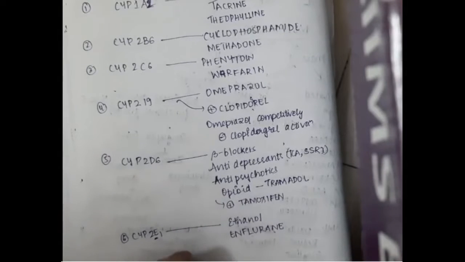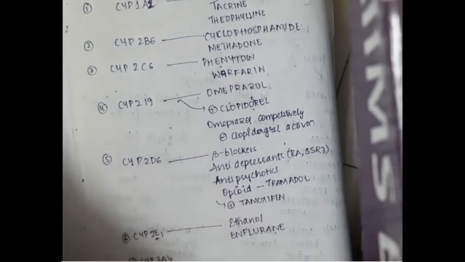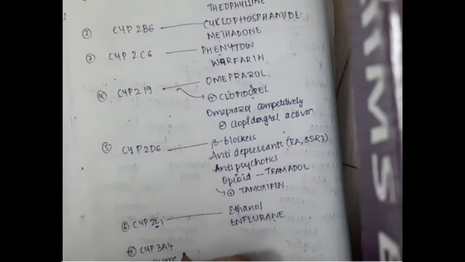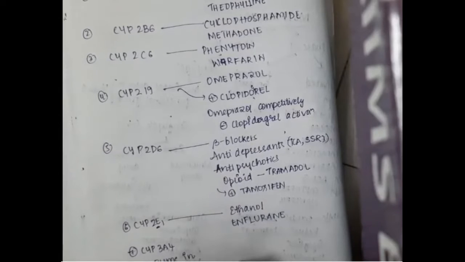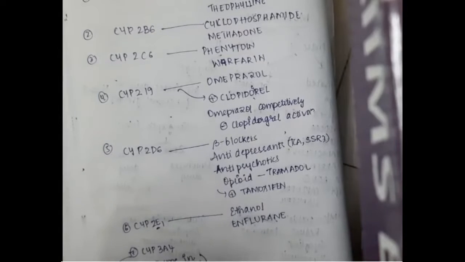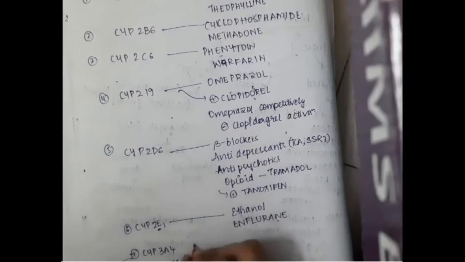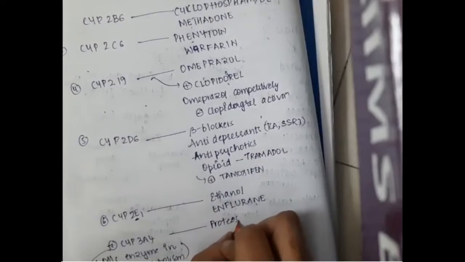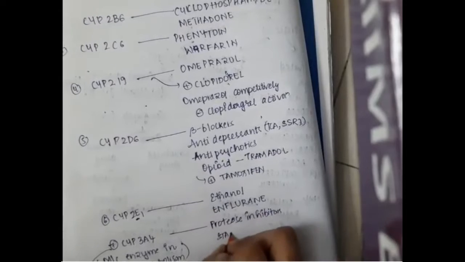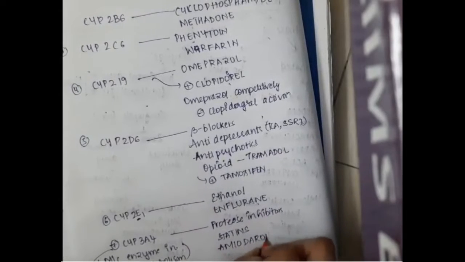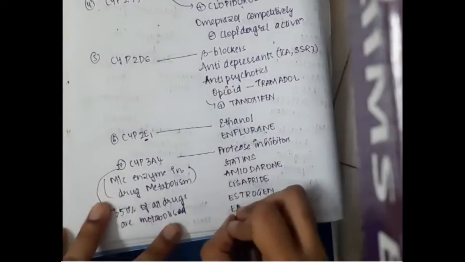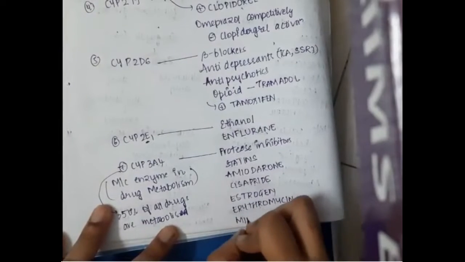Then we have the next, CYP3A4, which is the most common enzyme used in drug metabolism. Almost more than 50% of all drugs are metabolized with the help of this CYP3A4 enzyme. This includes protease inhibitors, statins, imidazoles, cisapride, estrogen, erythromycin and mifepristone. All these are metabolized by the CYP3A4 enzyme. Right? Now, the next, we have phase 2 reactions.